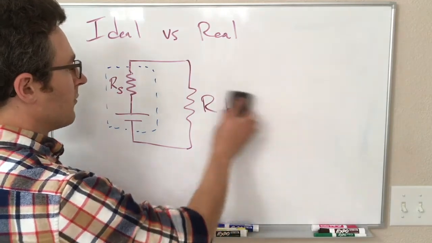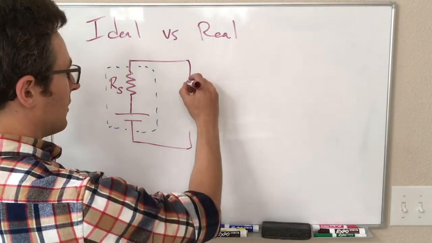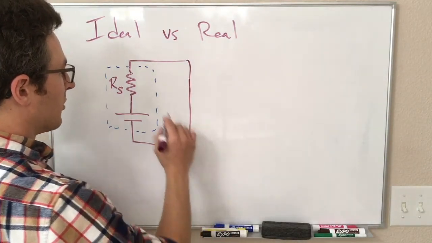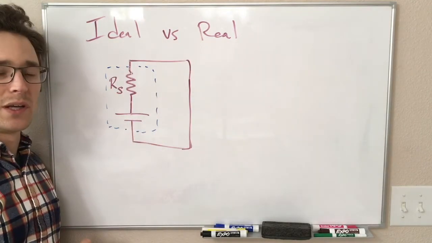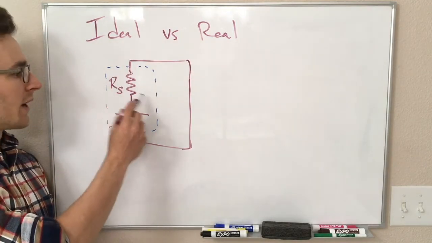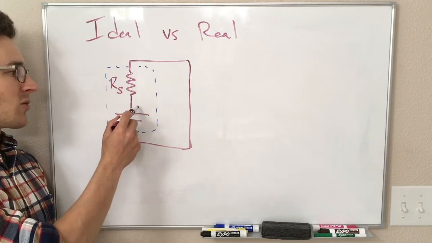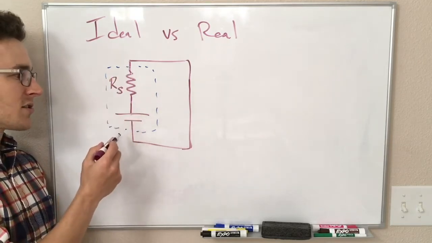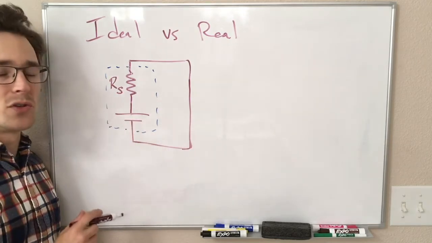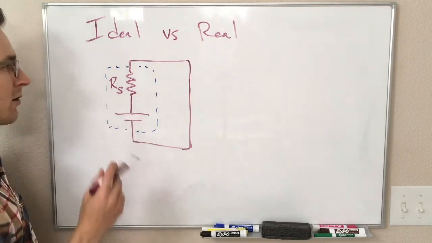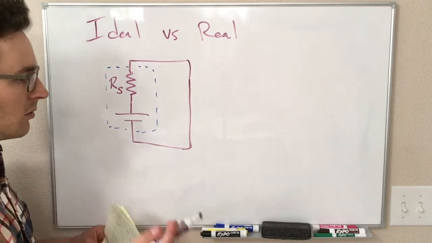Contrast that with if we replace this with something like a wire, we ask for as much possible current as we can get out of this. We're going to have a lot of current flowing through RS, and in fact, we're going to have a voltage drop across RS that is just equal to our battery voltage. So these are kind of two extremes.